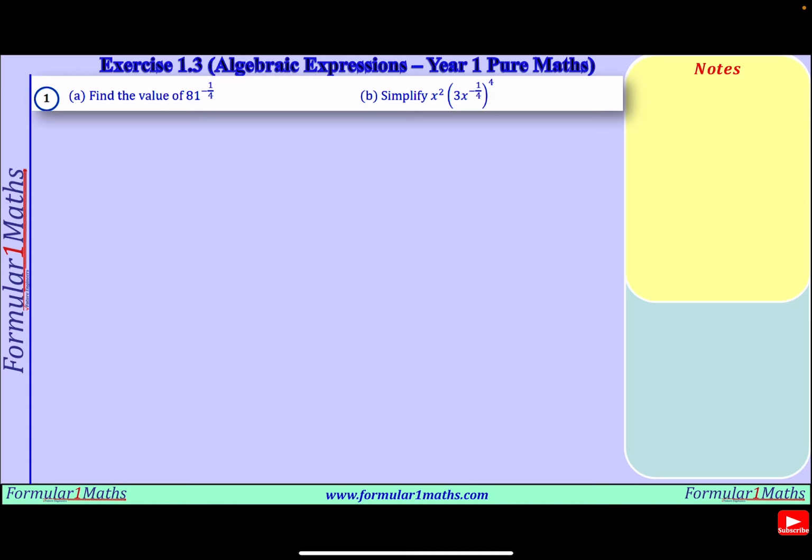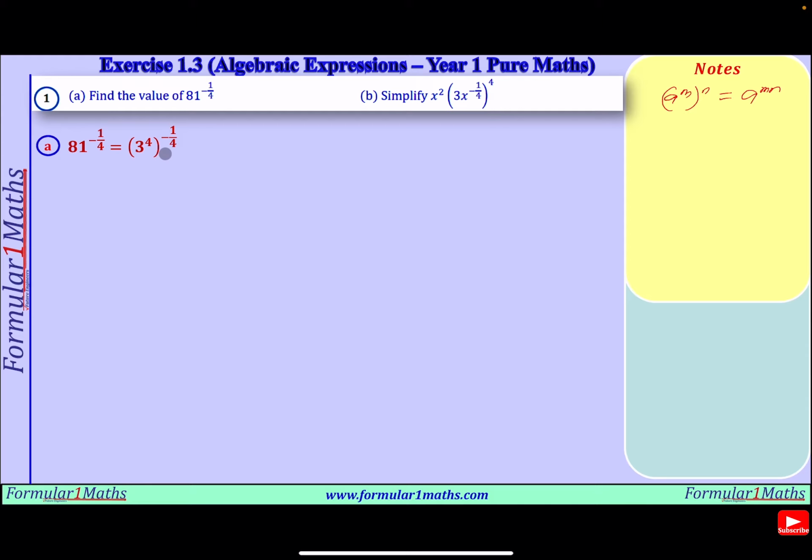So for question 1a, you will need to rewrite the 81 as a power of 3, because I'm looking at this quarter here, and I know that if I write 81 as a power of 3, we can simplify it easily. So now I'm going to use the rules of indices, specifically a to the power m all raised to the power n equal to a to the power mn to simplify this part.